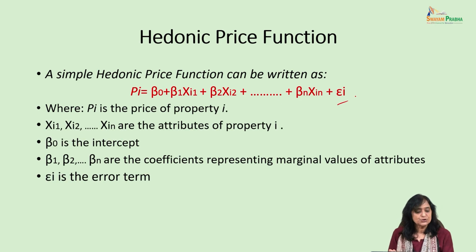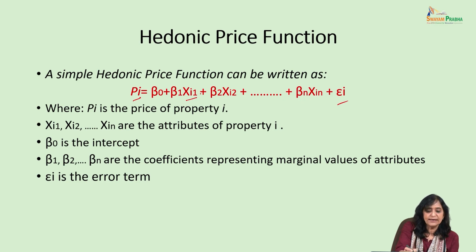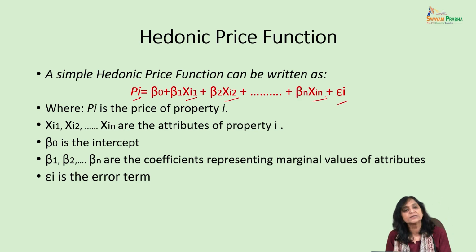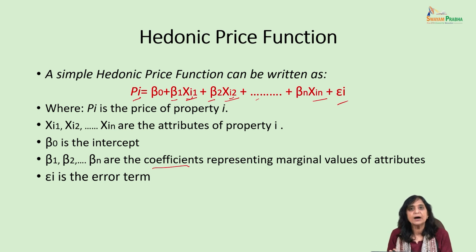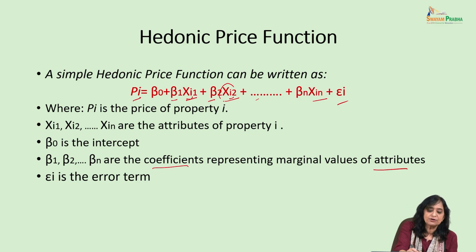What does it show? It shows that Pi is the price of the property. xi1, xi2 to xin are the various attributes of the property, which can be structural features, neighborhood features, or environmental features. Beta 1, beta 2 until beta n are what we call coefficients, and they represent the marginal values of the attributes. That is, if there is a change in this attribute xi2, how much change does it bring in Pi? That is what beta 2 means.